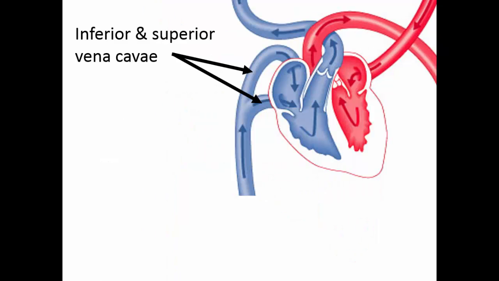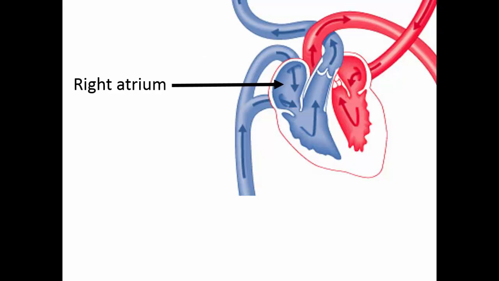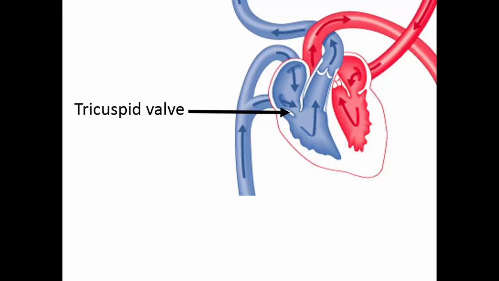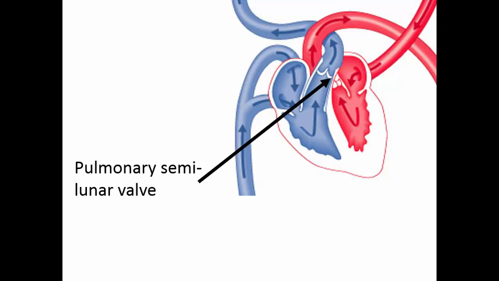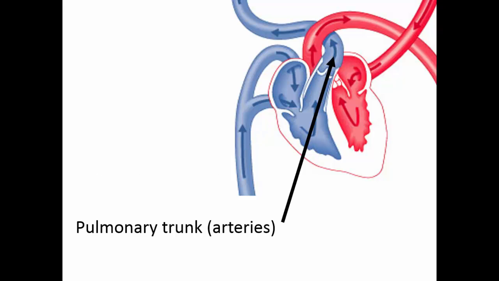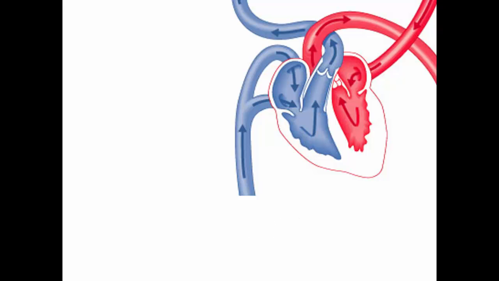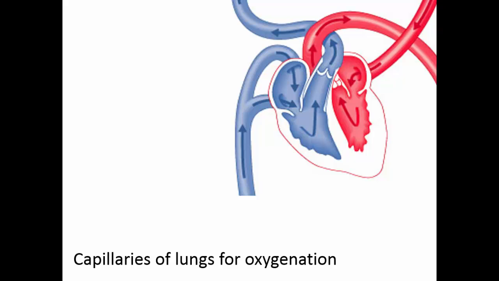We'll start with the inferior and superior vena cava, returning blood from the body to the right atrium. As blood flows into the right atrium, it will flow through the tricuspid valve into the right ventricle. When the right ventricle contracts, it will force open the pulmonary semilunar valve, forcing the blood into the pulmonary trunk, which will quickly divide into the right and left pulmonary arteries. The blood will be taken to the capillaries of the lungs so that carbon dioxide can be given up and oxygen can be picked up.